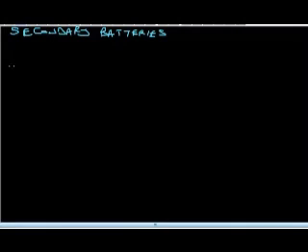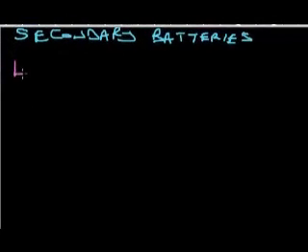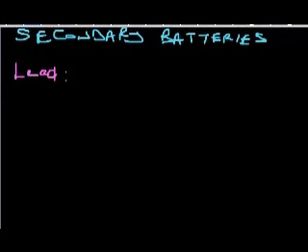Modern batteries require chargers that adjust the voltage and current during the charge cycle in order to charge the battery without damaging it. So now let us look at one of the commonest secondary batteries, which we call the lead acid battery.